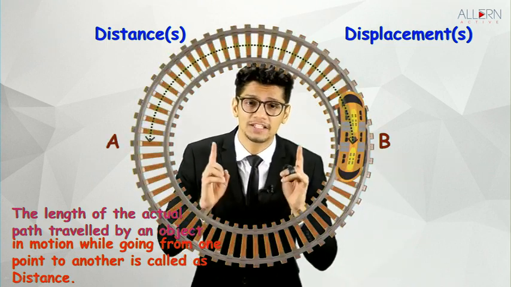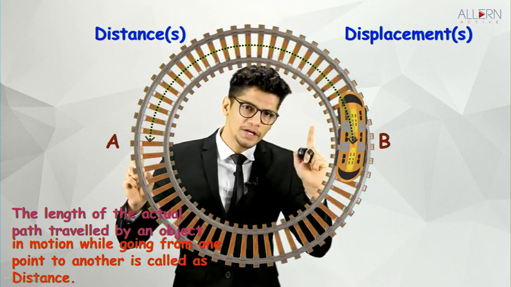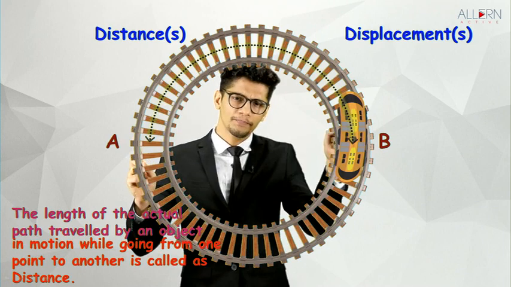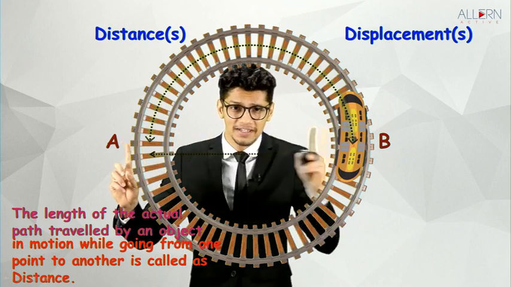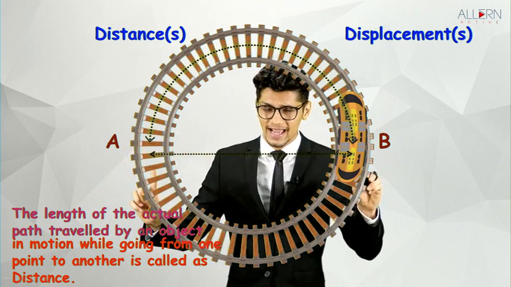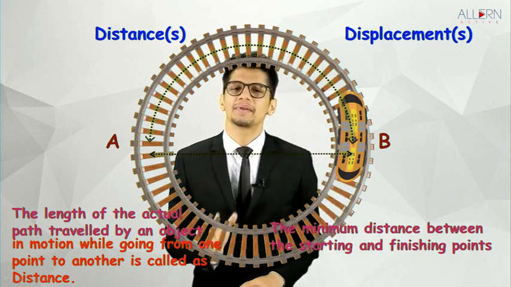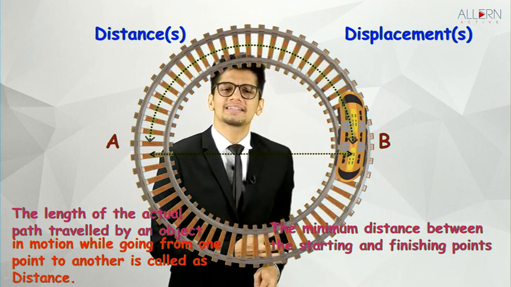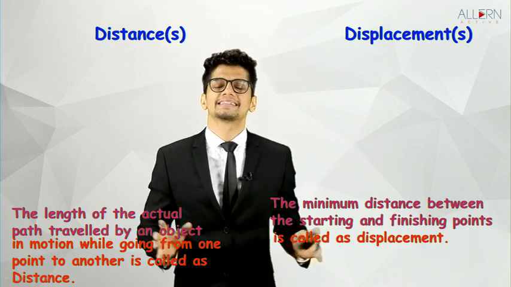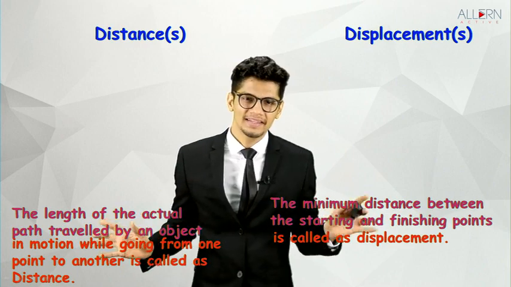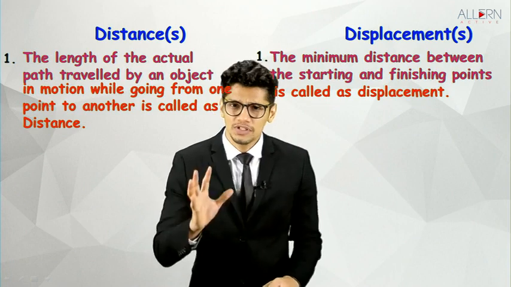Now let us understand displacement with the same example. So here it started from point A, reached point B, and it took this path, right? But what is the shortest path between A and B? It is nothing but a straight line, right? So this straight line is nothing but the shortest distance, and this is what is called displacement. So the minimum or the shortest distance between the starting and the finishing points is what is called displacement. So this is the definition of distance and displacement, right? So these were the first points.